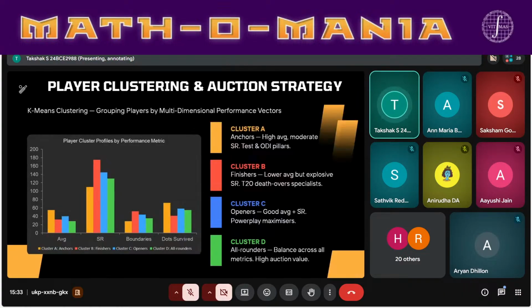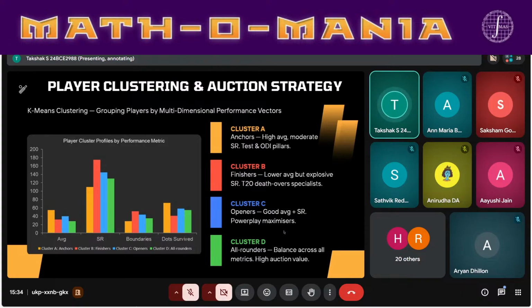And player clustering and auction strategy. We'll use k-means clustering to group players by multidimensional performance vectors. Here, k-means is an unsupervised machine learning algorithm. In supervised learning, you give the algorithm labeled examples, you show it data points and tell it which category each one belongs to, and the algorithm learns to classify new data points based on those examples. But in unsupervised learning, you give the algorithm data points with no labels, no predetermined categories, and ask it to find natural groupings or structure in the data on its own.